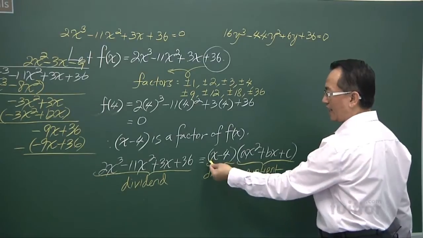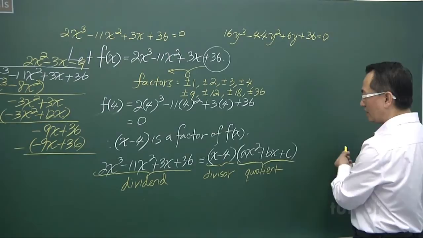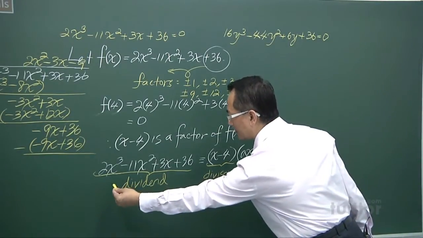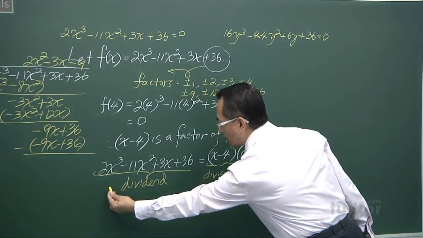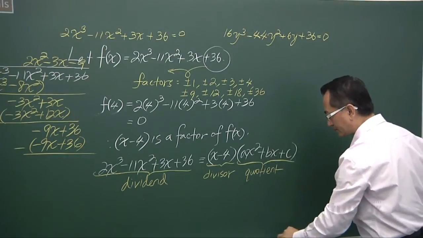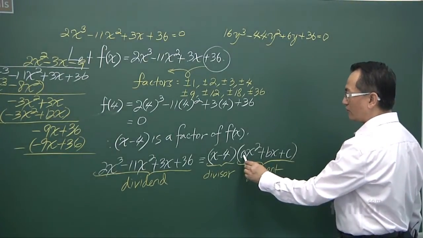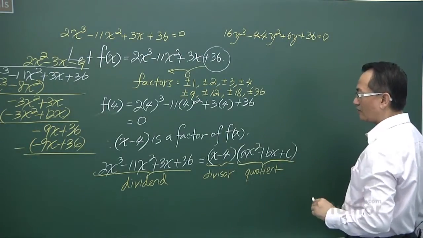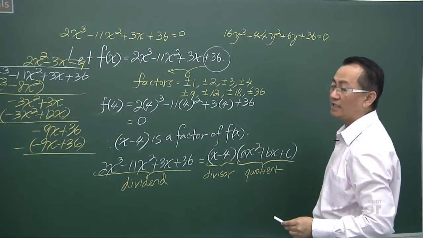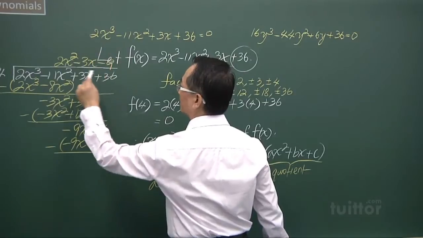So if x minus 4 is a factor of f(x), then there shouldn't be a remainder. So in English statement, it will be dividend equals divisor times quotient. So I would need to solve for a, b, and c. Of course, that expression is obtained in the long division simply here.